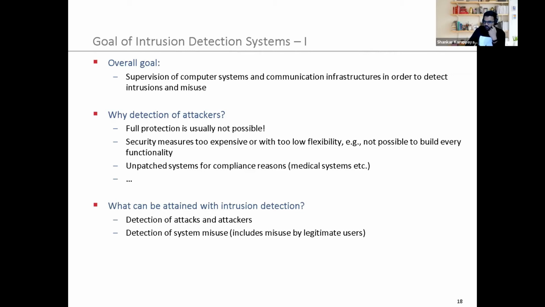So what can we attain from intrusion detection? Number one, we can detect attacks or attackers. And number two, we can detect system misuse, including misuse by legitimate users. For example, certain users are not allowed to access certain regions, or someone from the sales department is not supposed to access the HR records. So how can we detect this? It is all included under the intrusion detection system. The definition of anomalies is what we will use to distinguish between attackers or this kind of misusers.